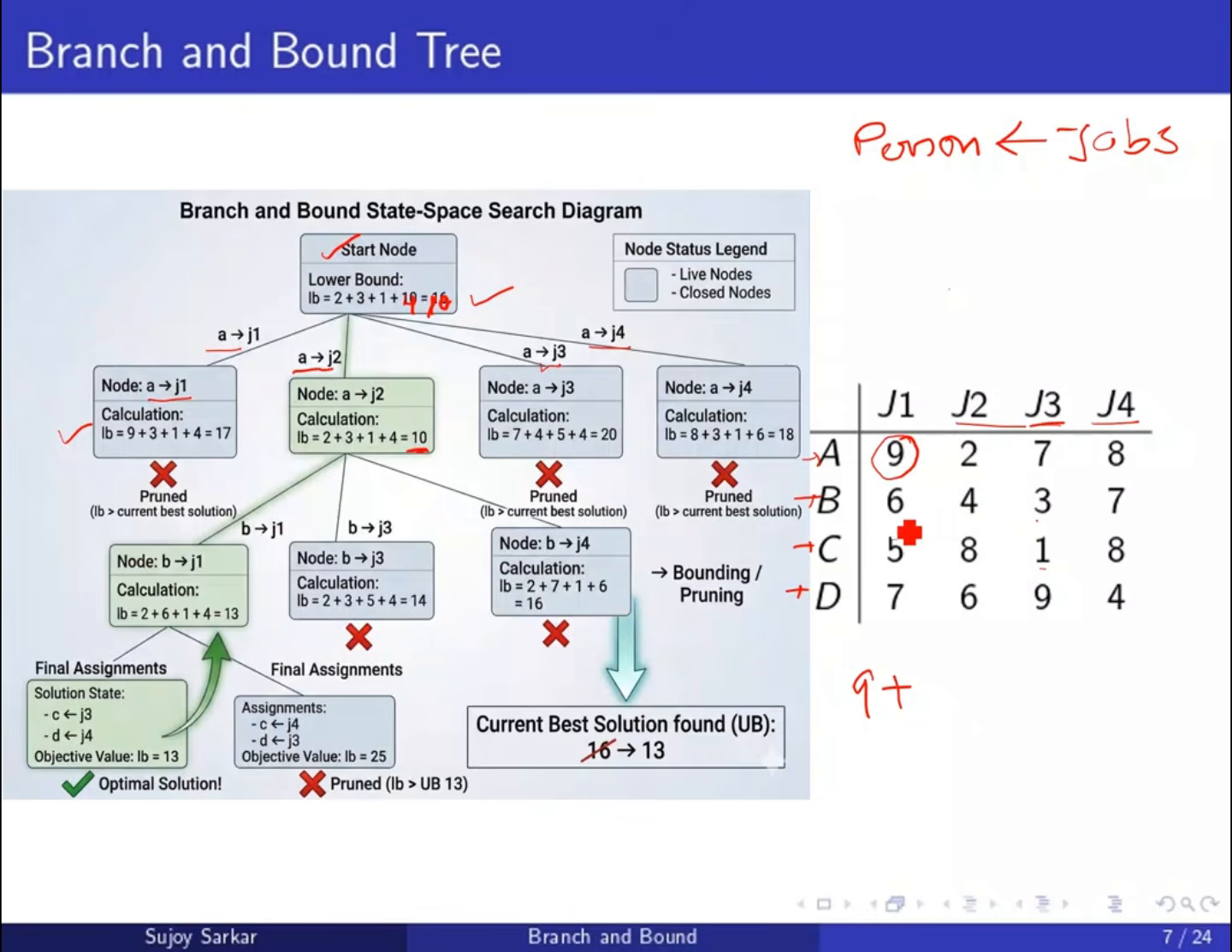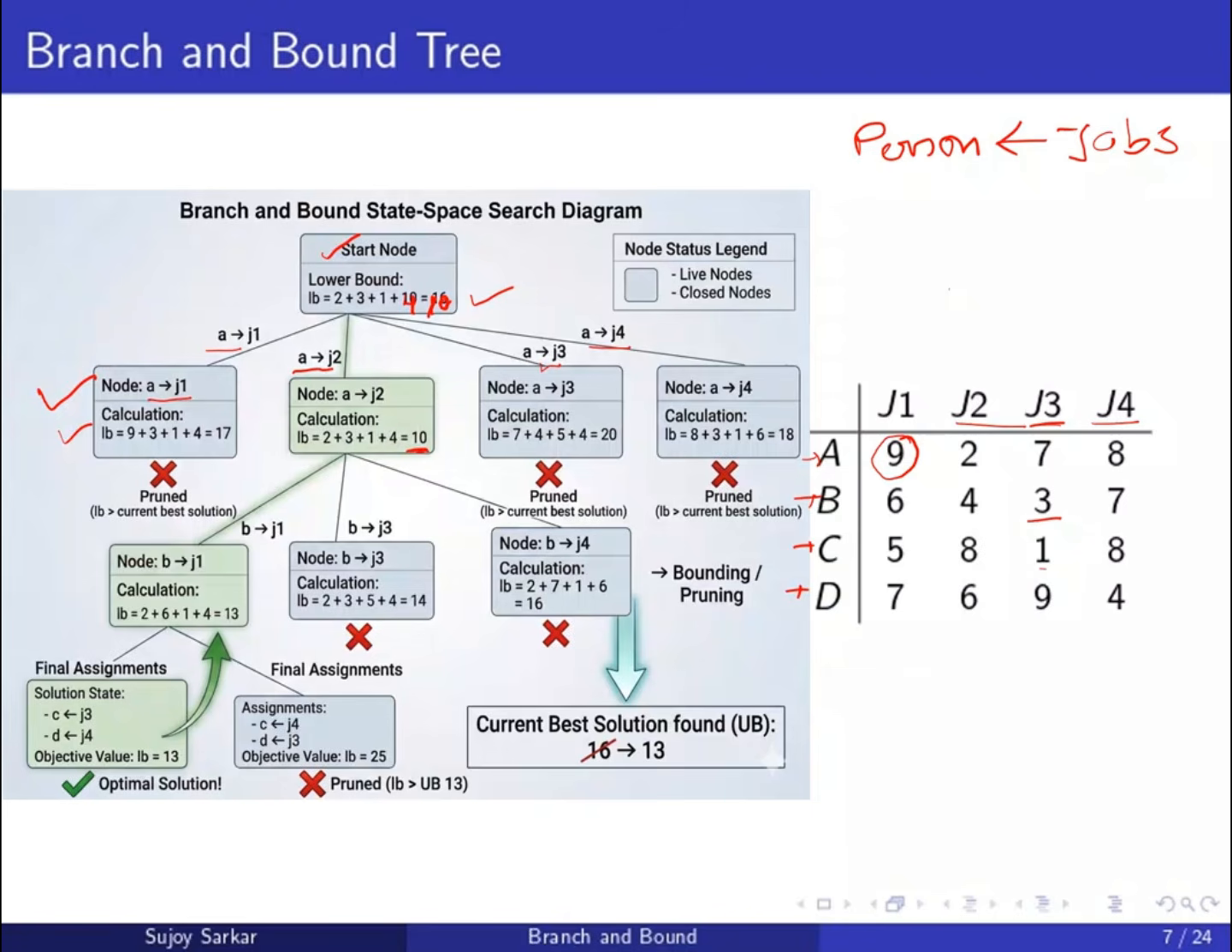So for the remaining 3 we'll take the minimum, that it will cost minimum this. So we'll leave the first column, or job 1 column. B's next minimum is 3, C's minimum is 1, D's minimum is 4. So total it will cost 9 plus 3, 12, 13, 17. So the first node's lower bound is 17, right?